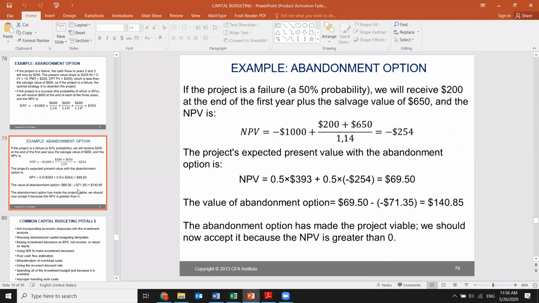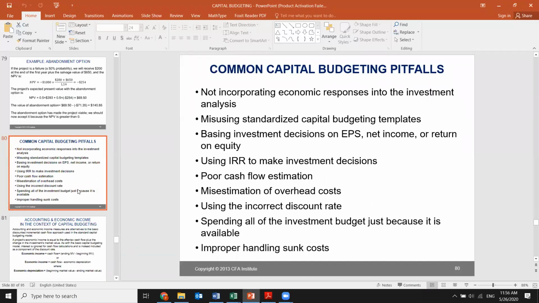Okay, 69.5. So this is the main part. We concluded about the abandonment option. And this is all about capital budgeting. And there are some pitfalls, some disadvantages of using the standard capital budgeting model that we do now, like these 3 different risk models.